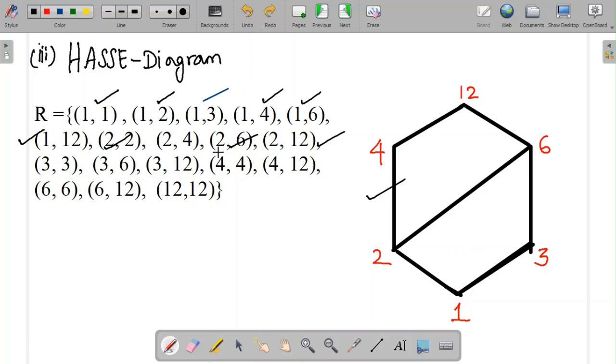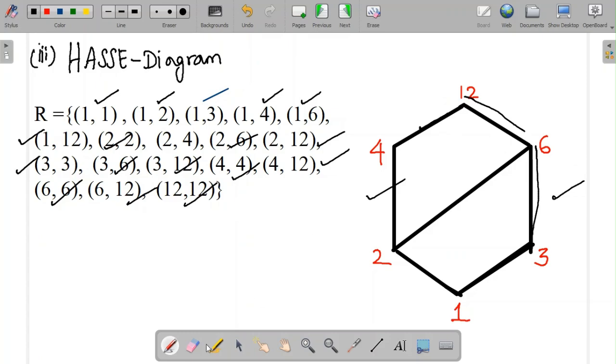3, 3 is a loop that need not be done. 3, 6 is here. 3, 12 is not necessary because we have a 3, 6 and we have a 6, 12. Therefore, the 3, 12 is not necessary. 4, 4 is a loop, that's not necessary. 4, 12 is here. 6, 6 is the loop, you don't have to do that. 6, 12 is an edge here. And 12, 12 is the loop, you don't have to do this.